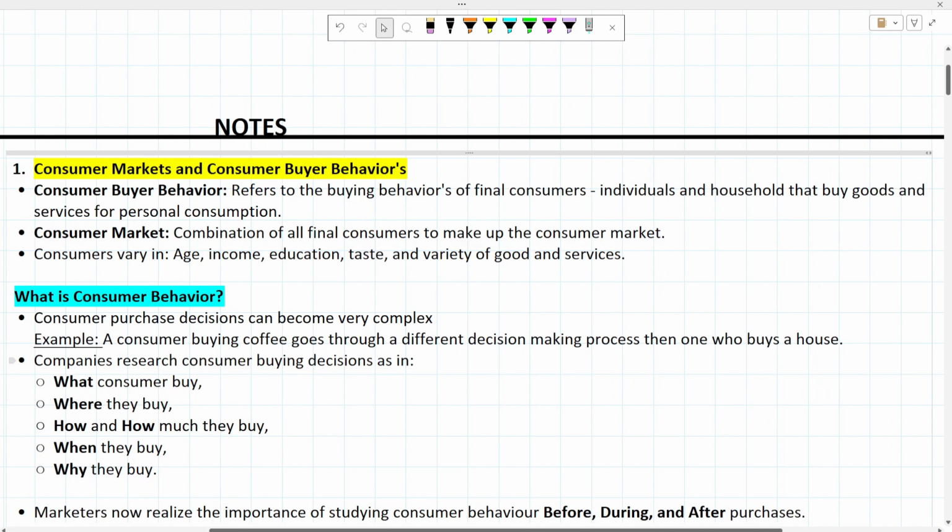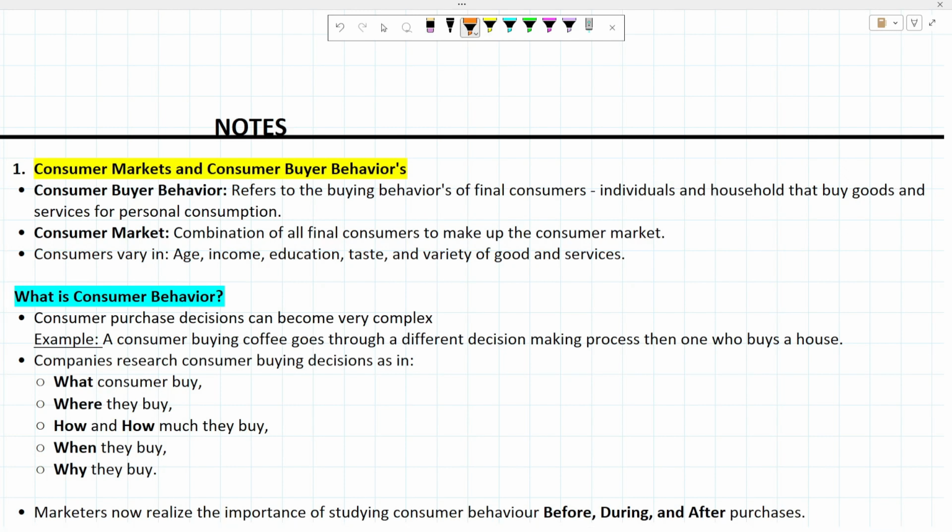So consumer buyer behavior refers to the buying behaviors of final consumers, individuals and households that buy goods and services for personal consumption. Consumer market is the combination of all final consumers to make up the consumer market. Consumers vary in age, income, education, and taste, and in the variety of goods and services they like. So let me highlight that.